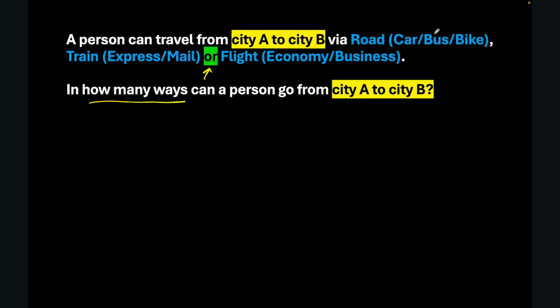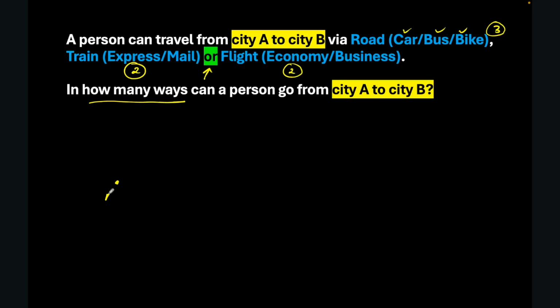So by road, we have car, bus, and bike. It's a total of 3 ways. In a train, we have express or mail. Okay, these are 2 types of trains. So this is 2. And for flight, we have economy or business. So another 2. Now let's just draw it out for the sake of simplicity, right?